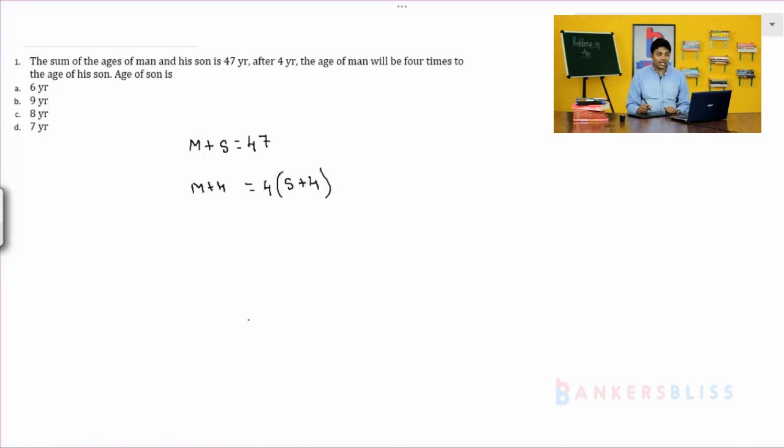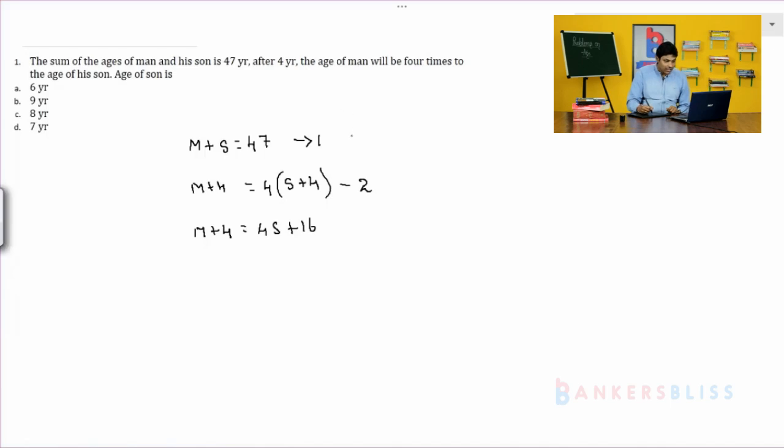So now how to calculate? Consider this as the first equation and this as the second equation. Consider the second equation and solve: M plus 4 is equal to 4S plus 16. What do we have to calculate? You have to represent M in the form of S.